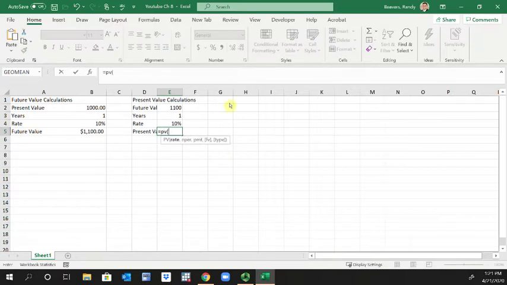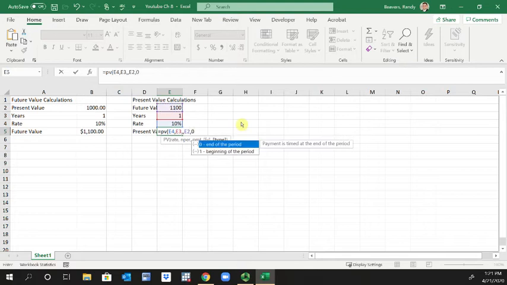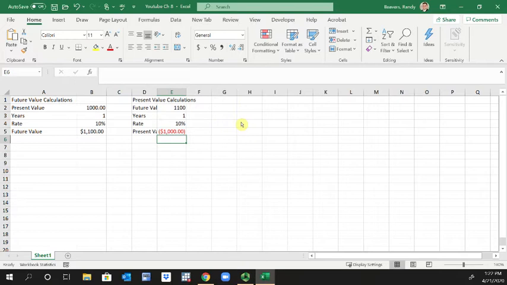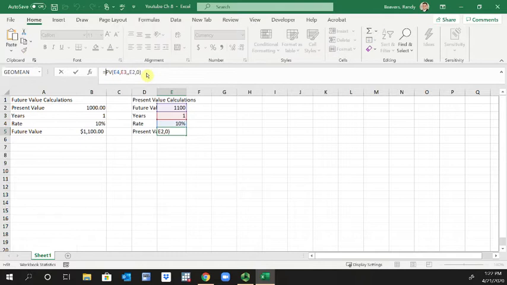It's PV. The rate is 10%, E4, comma, number of periods again is 1. There is no payment because this is something that happens every period. This future value is only going to happen once. It's a comma, future value, and I don't need to put in 0 for end of period, but you can if you want. And you can see that we do indeed get the same answer as we did before, so those two are similar. And I'll put a minus in front of that to get rid of the negative.